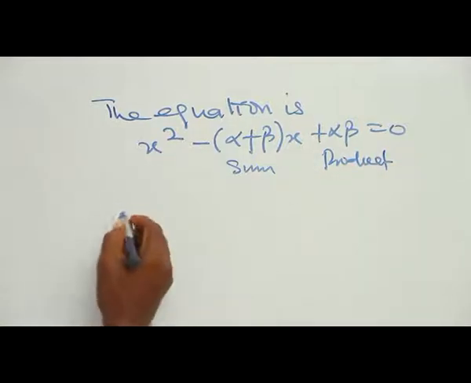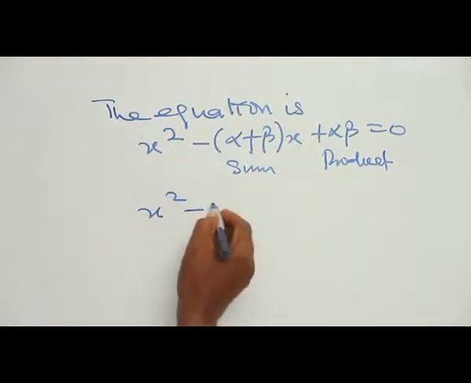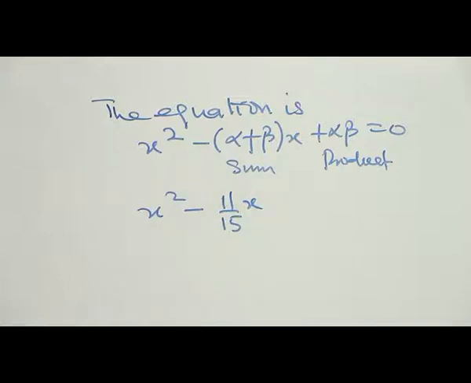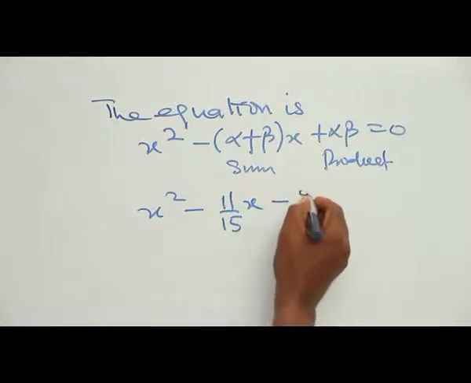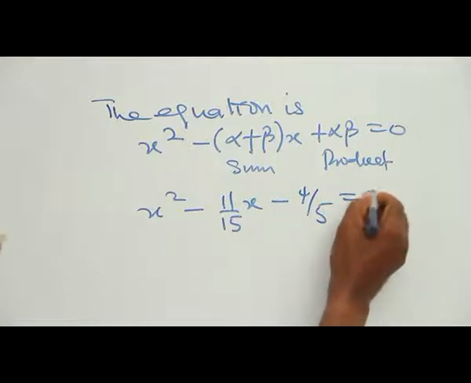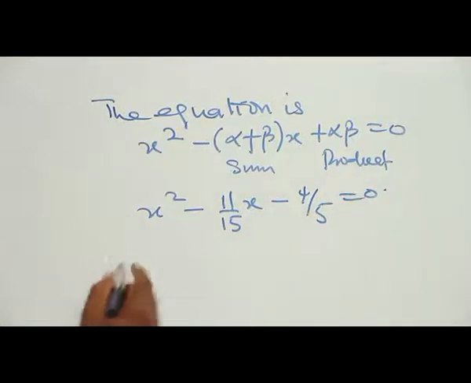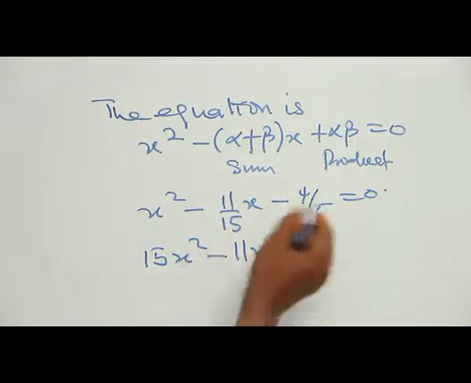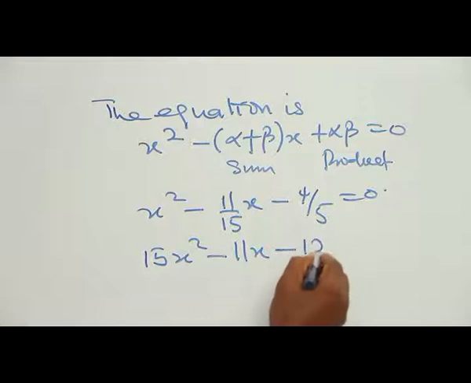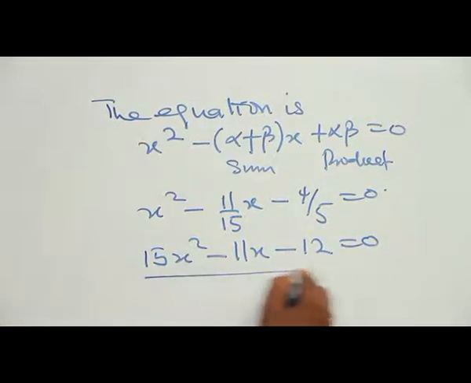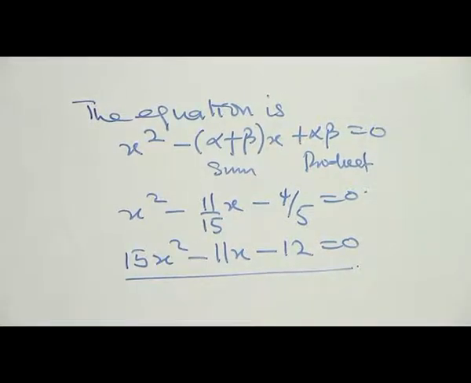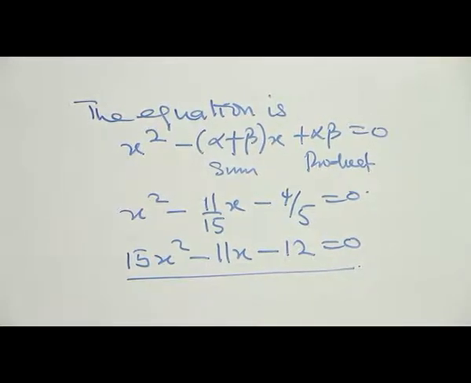Okay, with this one, we now write s squared minus, our sum was 11 over 15, 11 over 15 of s, and then our product was minus 4 over 5. Everything is equal to 0. Clear the fractions, it becomes 15s squared minus 11s, and when you multiply this by 15, you have minus 12, and the result is also equal to 0. This is a polynomial using the sum and the product of roots.